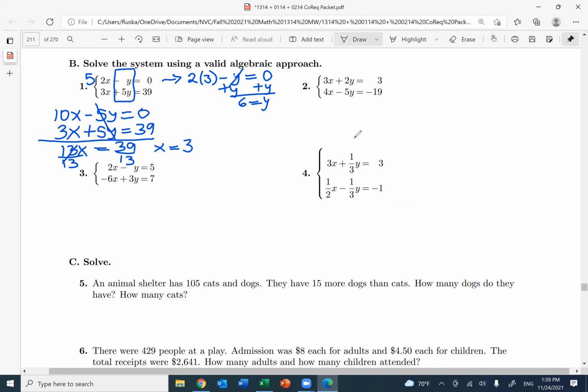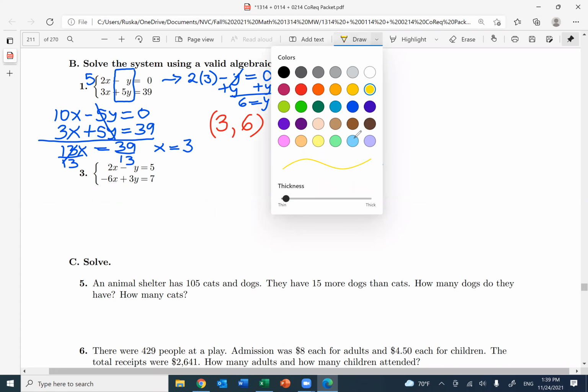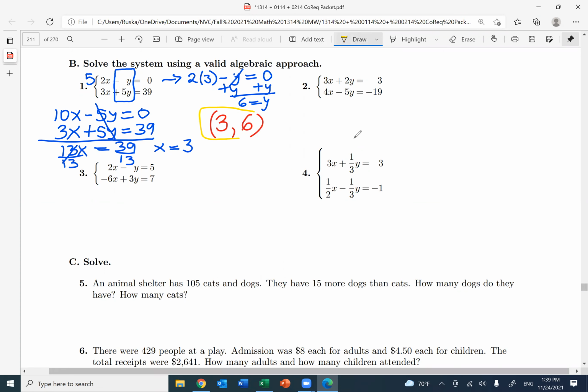So these are my answers. Now, when you write your answer, make sure you write it like this: x is in the first place, so it's 3, comma, y is in the second place, always. Put it as a pair, like the coordinates of a point. So always when you solve, make sure you write your answer as coordinates, okay? Any questions about elimination?